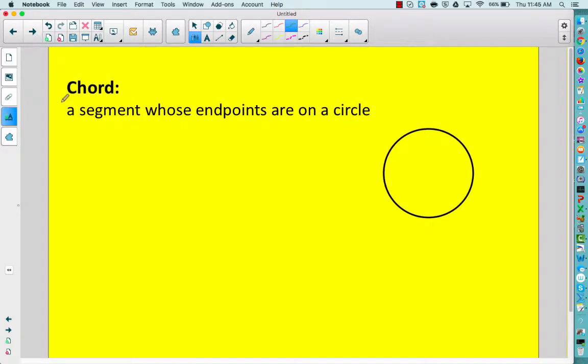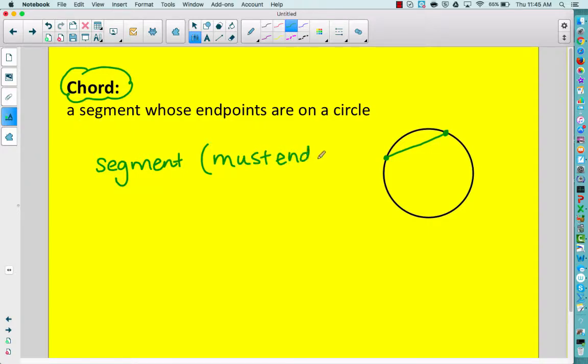Okay. There's other pieces or things that happen in circles. There's a segment whose endpoints are on the circle. That's called a chord of the circle. So a chord would look something like this. In the description, I want you to make sure you put a segment, and it must end on the circle. Okay, so a radius is actually not a chord because it starts at the center and goes to the circle.